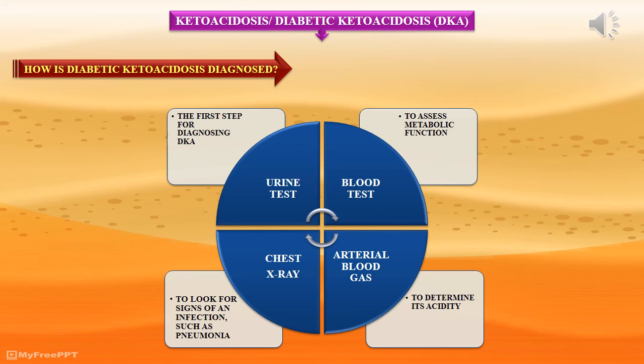How is diabetic ketoacidosis diagnosed? It is by means of 4 methods: primarily a urine test, then a blood test, then arterial blood gas analysis, then a chest x-ray. The urine test is the first step for diagnosing DKA, and a blood test is carried out to assess metabolic function. Then arterial blood gas is analyzed to determine its acidity. Then a chest x-ray is studied to look for signs of an infection such as pneumonia. So these are the diagnostic methods.